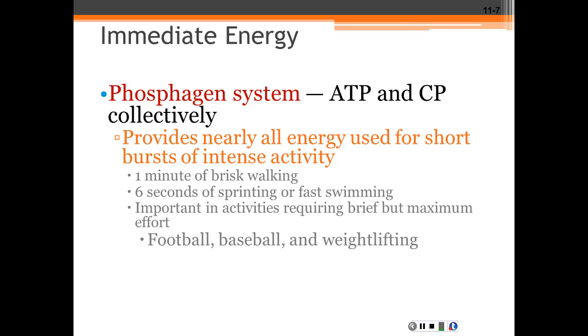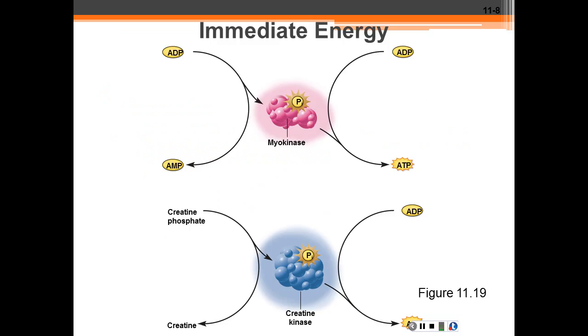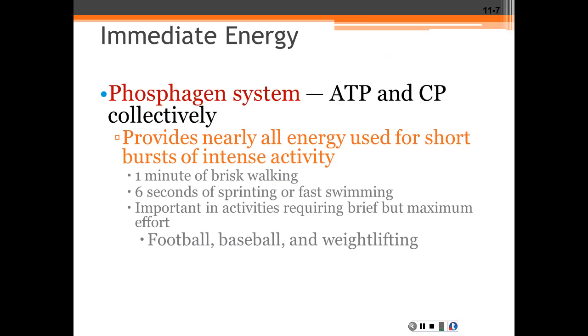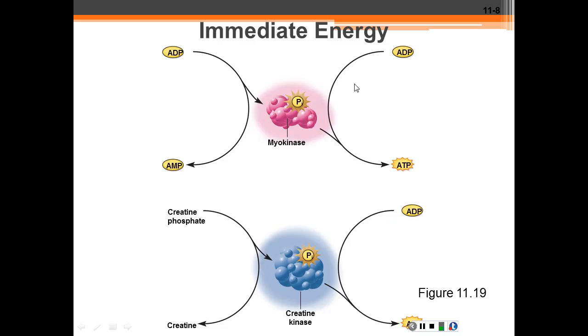Now the pathway from glycogen to lactic acid is called the glycogen-lactic acid system. And that produces enough ATP for 30 to 40 seconds of maximum activity. So here we have these two enzymes. Here we have ADP, here we have the myokinase, and we have the creatine kinase.